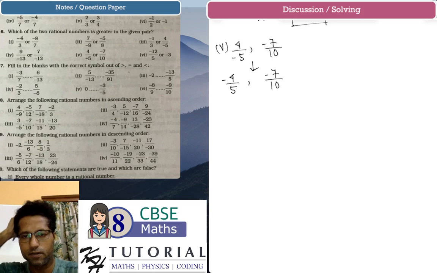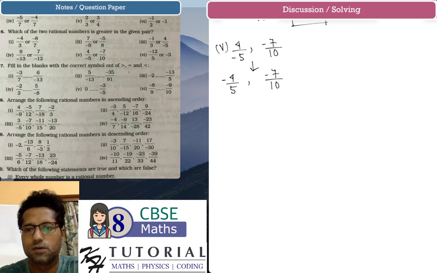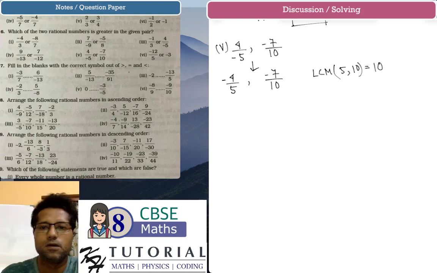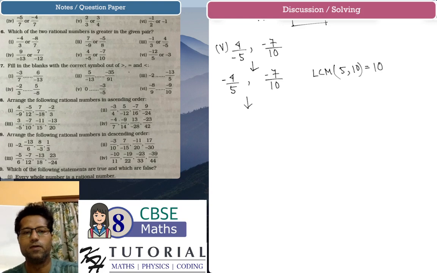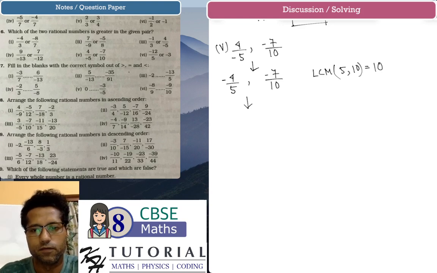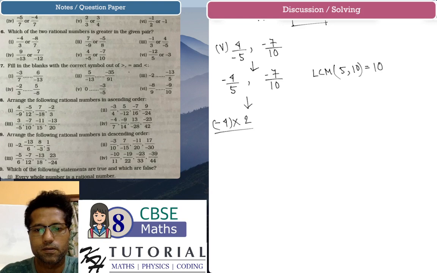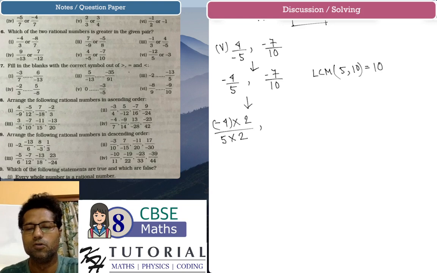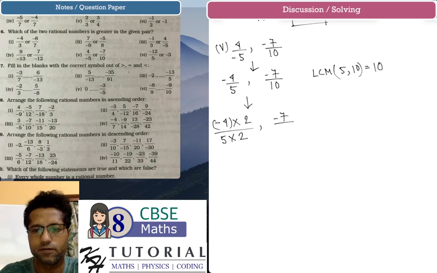Both the rational numbers are negative, but the denominators are different. So we have to find the LCM of the denominators, that is LCM of 5 and 10, which is 10. Now we have to convert these two rational numbers to their equivalent form, so that both will have a common denominator of 10. To do that, for the first rational number, we have to multiply both the numerator and the denominator with 2. And for the second rational number, we have to do nothing because the denominator is already 10. So this is minus 7 by 10.